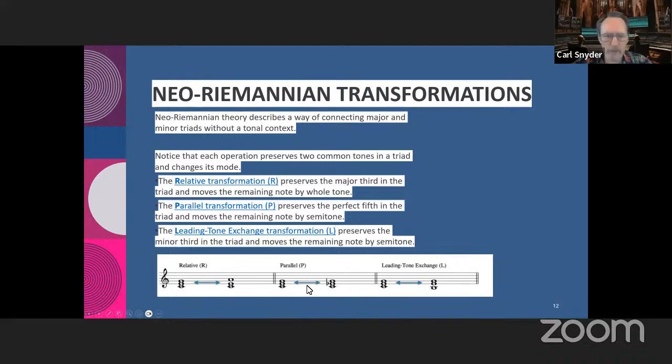Parallel is simply C major to C minor. So the one note that's moving is the 3rd. It's moving down 1 semitone. That's the parallel transformation. These are what Hugo came up with. And then he came up with the leading tone exchange. So what he's doing is taking the tonic, which is C, and moving it down 1 semitone to the leading tone for the key of C.